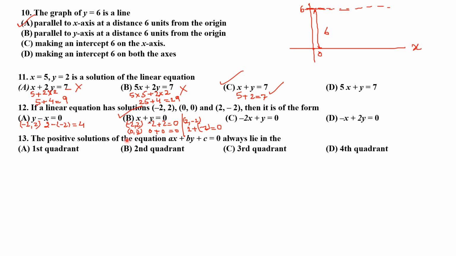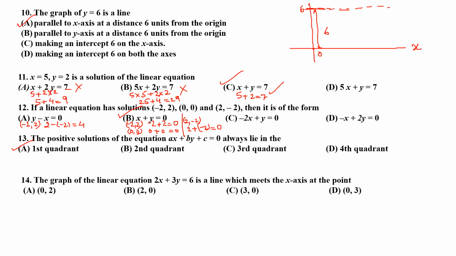Now next is the positive solution of the equation ax plus by plus c equal to 0 always lie in the. Now we know in which quadrant both the x and y coordinates are positive. That is only one option, which is the first quadrant, isn't it? In the first quadrant, both x and y coordinates are positive. So that is the answer.